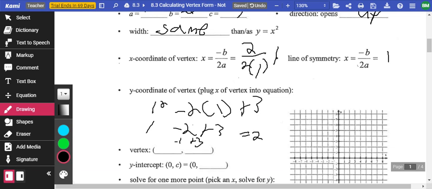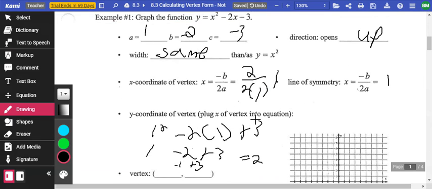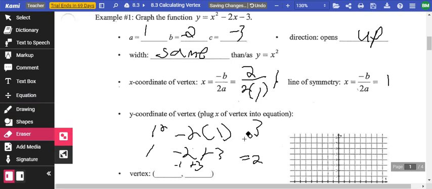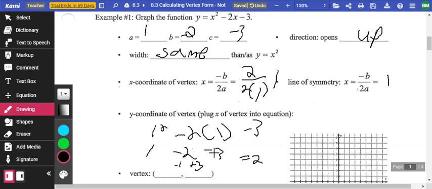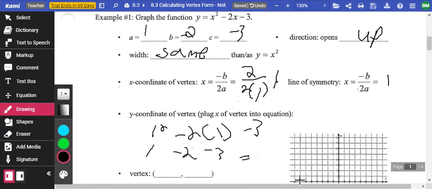What did I do wrong here? Because you can see that my vertex is 1, -4. So I've got 1, I plug it in. 1 squared minus 2 times 1. Oh, it's -3. Why do I keep putting plus? That's going to change everything. Minus 3, minus 3. And I'm going to get 1 minus 2 is -1, minus 3 more is -4. That looks better. 1, -4. Okay.